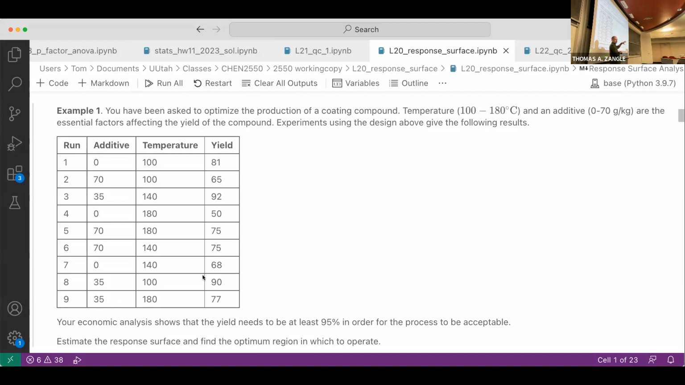So you wouldn't do 100, 140, 180. You'd maybe try to do 100, 180, 140 at least. But as much as possible, you want to make sure you randomize your experimental conditions in your experiment design, in addition to considering how you choose the points.